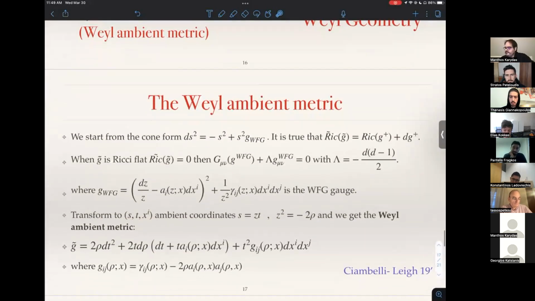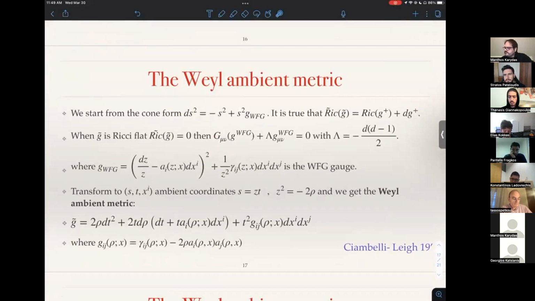So let me describe a little bit how we arrived at this. We started from this cone form that I described. So here I have some metric. I have this S. Sorry, this should be ds here.